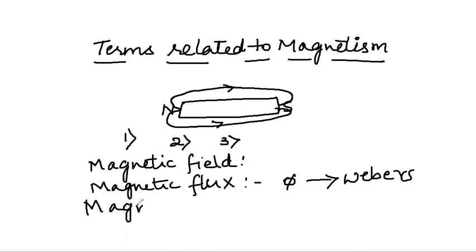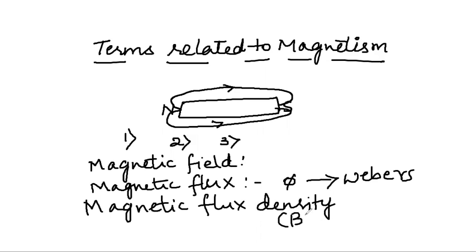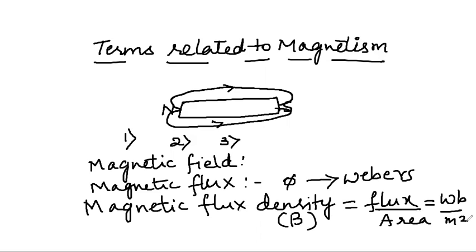Next term, magnetic flux density, which is denoted by B. It is nothing but flux by area, and its unit is: flux is expressed in Webers and area in meter square.